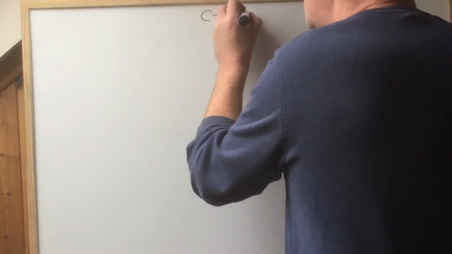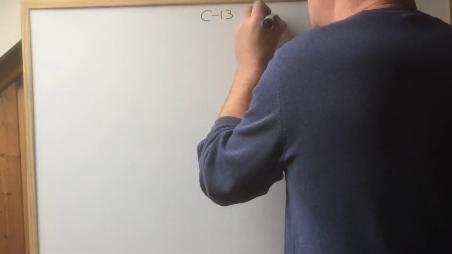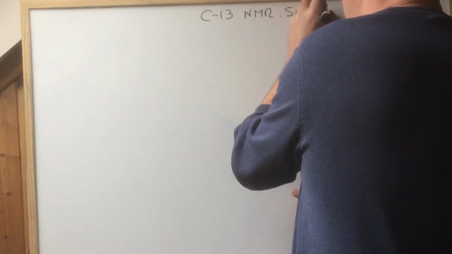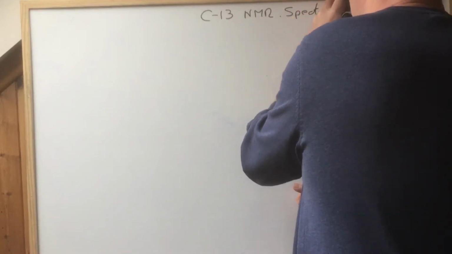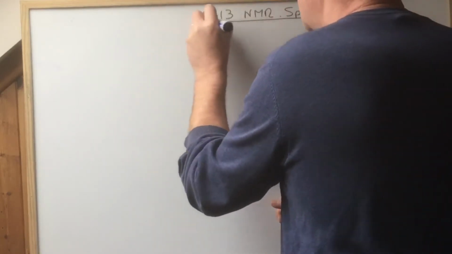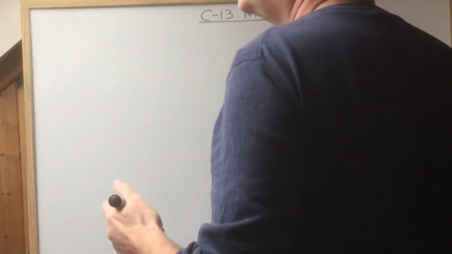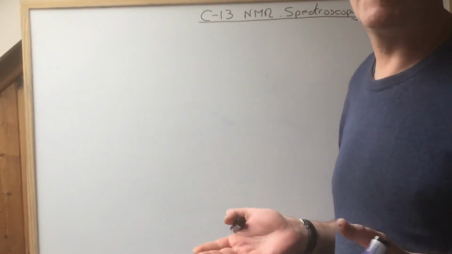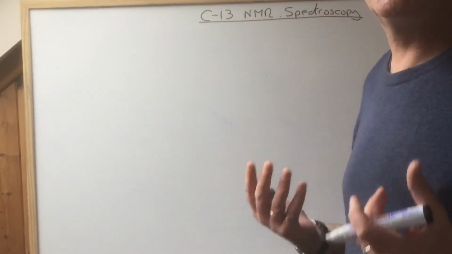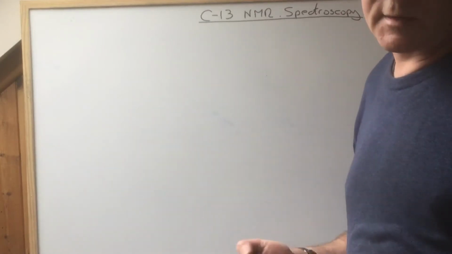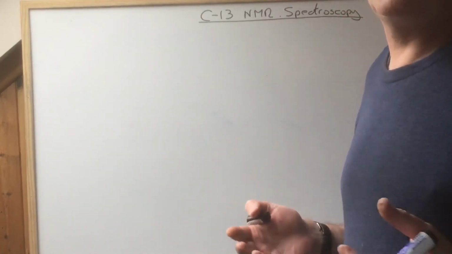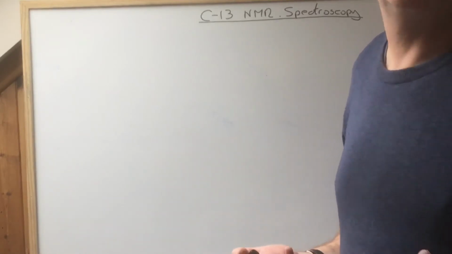Carbon-13 NMR spectroscopy. Now, first thing, there's a number of things. This is a non-destructive technique, so you can take your sample and it doesn't ruin it, it doesn't spoil it, you can use it for other things. That's the first thing. The intricacies of how it all works we don't need to know about, but we do need to be able to interpret things.